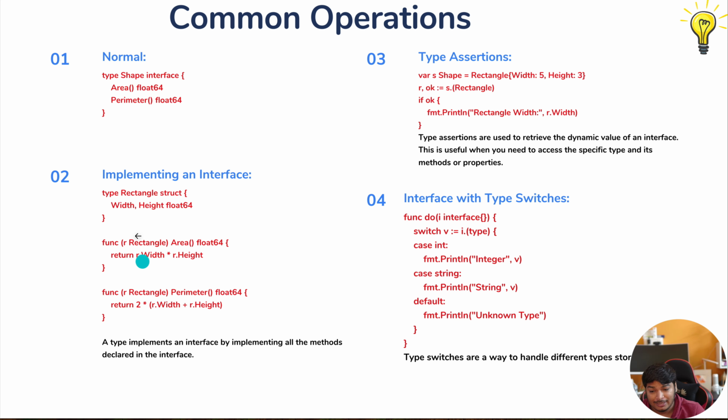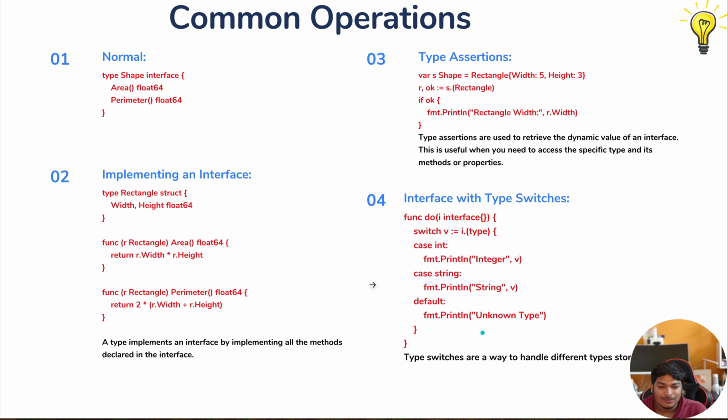So we are defining those functions here, and in the function, as a type declaration, we are declaring r, the data type is Rectangle, and that is for area, and for perimeter also the type declaration is r Rectangle. What is this doing? A type implements an interface by implementing all the methods declared in the interface. How it works, I will show you in the code directly.